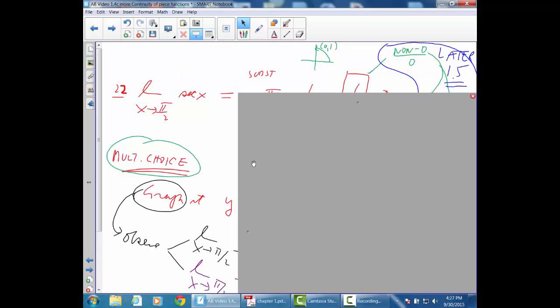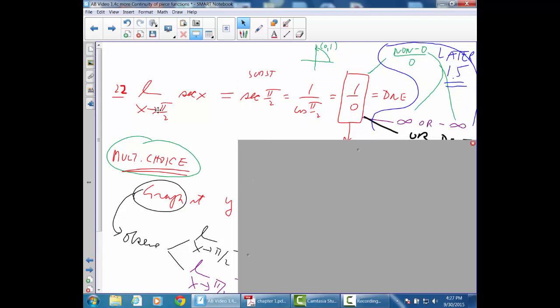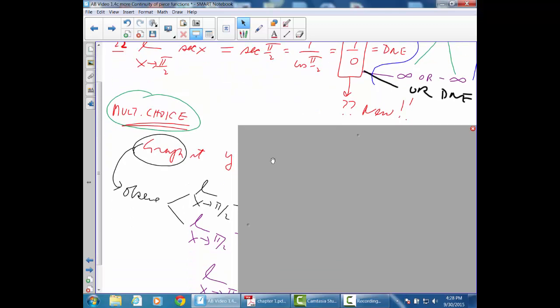Okay, this is something like right off your test. The limit as x approaches pi over 2 of secant x is secant pi over 2. You just substitute. That's 1 over cosine pi over 2. And, of course, the cosine of pi over 2 is 0. So you have 1 over 0, which does not exist. This is actually the first time we've had this situation, and we will talk about this later: what happens when you get a non-zero over 0. So we'll leave that for now.